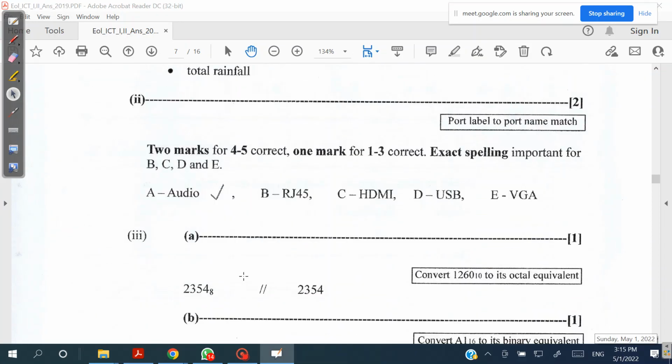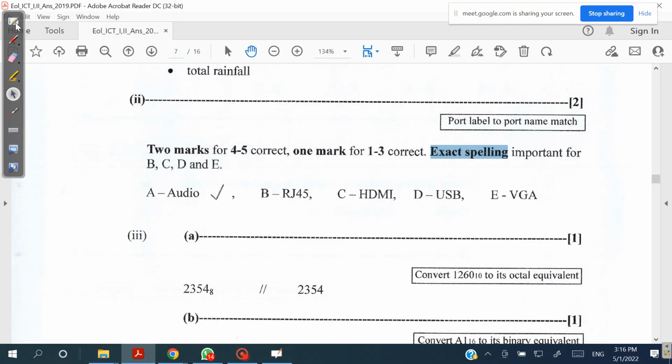All right, so the nature of the marks that they have given is in this manner. So what they are saying is 2 marks for 4 or 5 correct. 1 mark for 1 to 3 correct. And look at this, exact spelling is important for B, C, D, and E, right? Because that is the standard that they are writing, right? So it is a must, right?